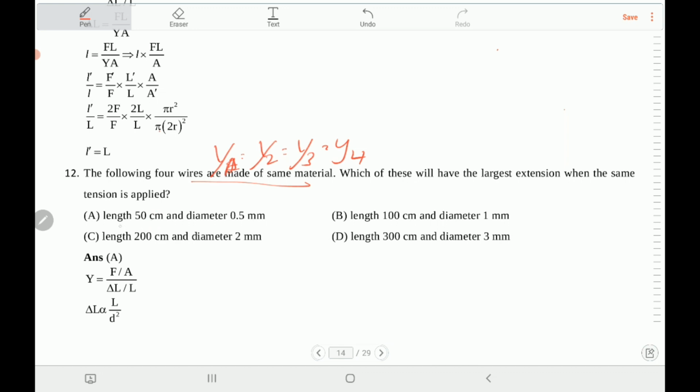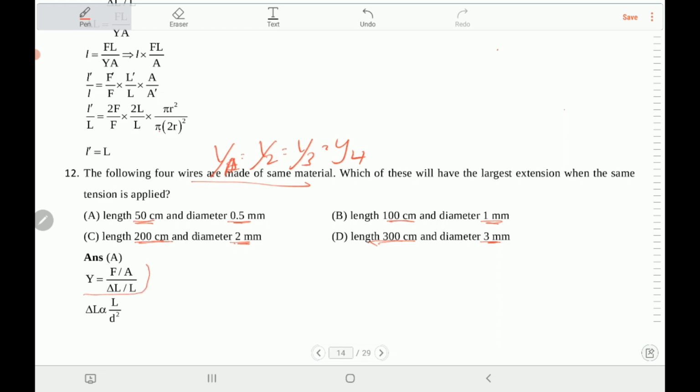One wire has length 50 centimeter, diameter 0.5 mm. The same material with length 100 centimeter and diameter 1 mm. Another same material wire, 200 centimeter, diameter 2 mm. And 300 centimeter, diameter 3 mm. Now we need to find the extension in terms of length and diameter. The hint for this problem is very simple.